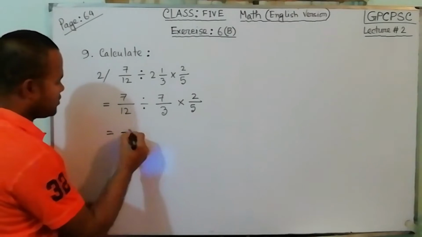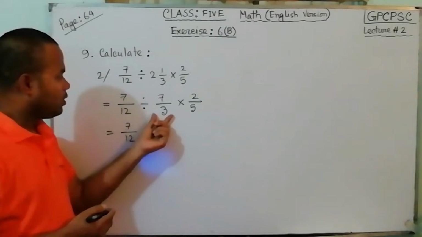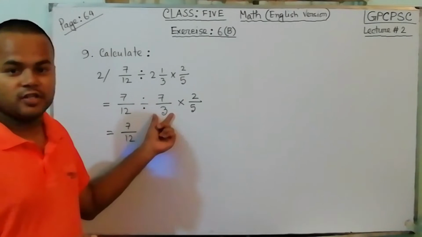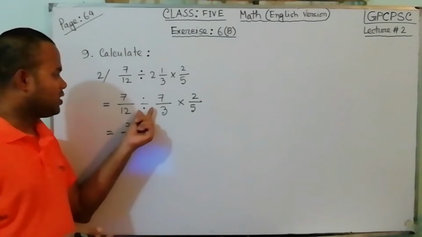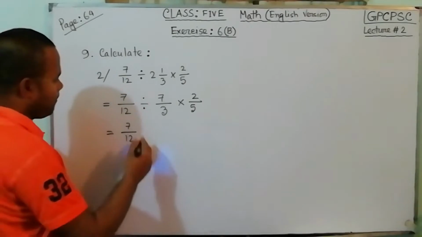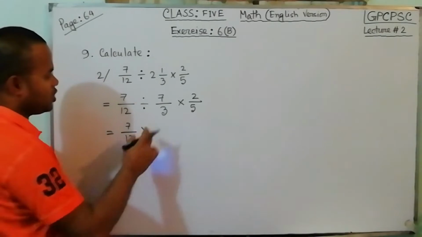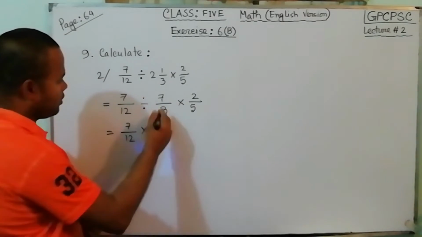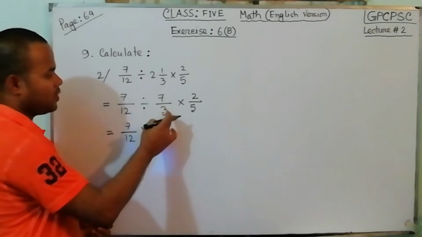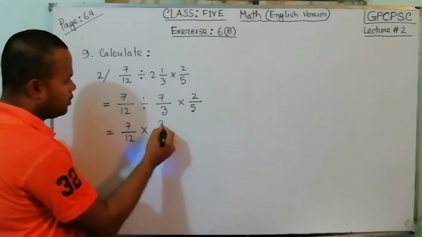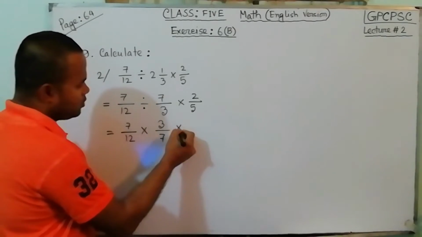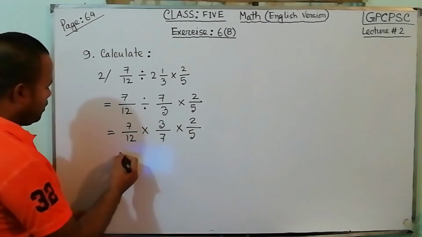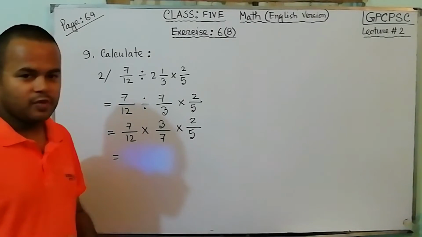So here the first fraction is 7 by 12, and here at first we have to convert this fraction into its inverse, then change the division into multiplication. So we have to change division into multiplication, then convert the fraction into its reciprocal, that is inverse. The inverse of 7 by 3 will be 3 by 7, and here just put the same fraction, 2 by 5. Now do multiplication.